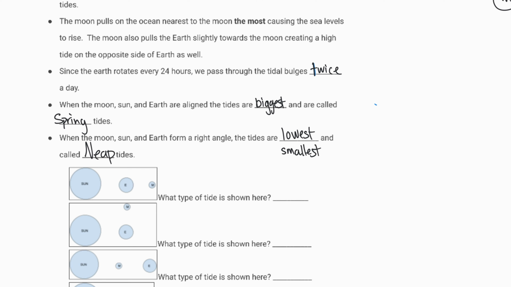So let's take a look at that here in this picture. In this first scenario, the sun, the Earth, and the moon all form a straight line, which means the gravity of the sun and the moon are working together. That creates the biggest high tides, which means it is a spring tide. In the second image here, the sun, the Earth, and the moon form that right angle, which means the gravity of the moon and the gravity of the sun are slightly canceling each other out. The high tide will not be as large. So this is a neap tide.